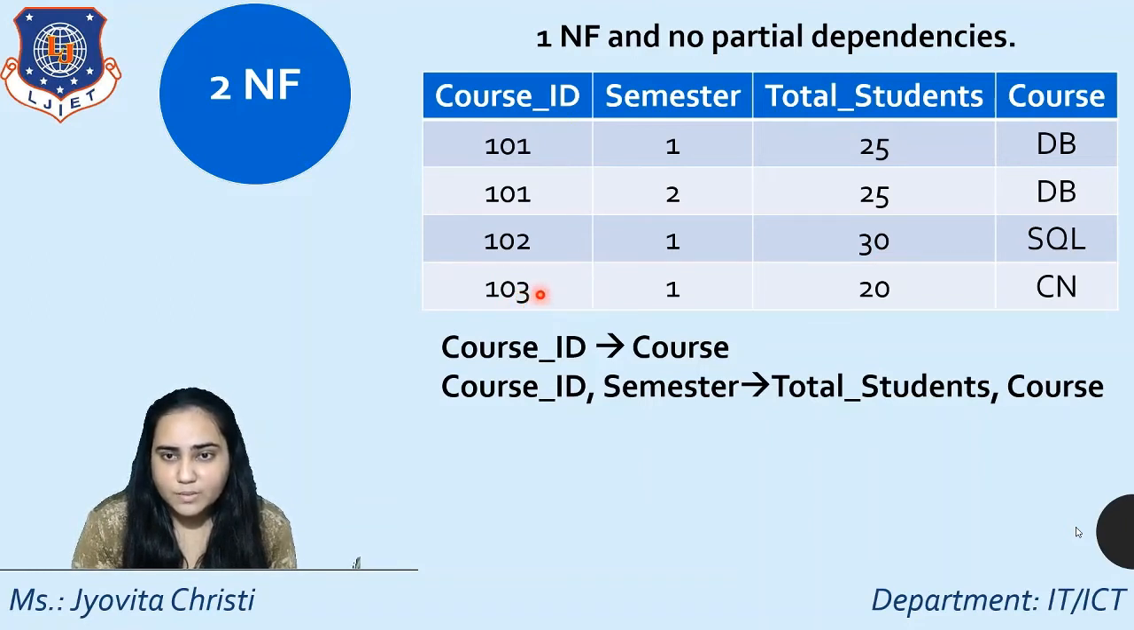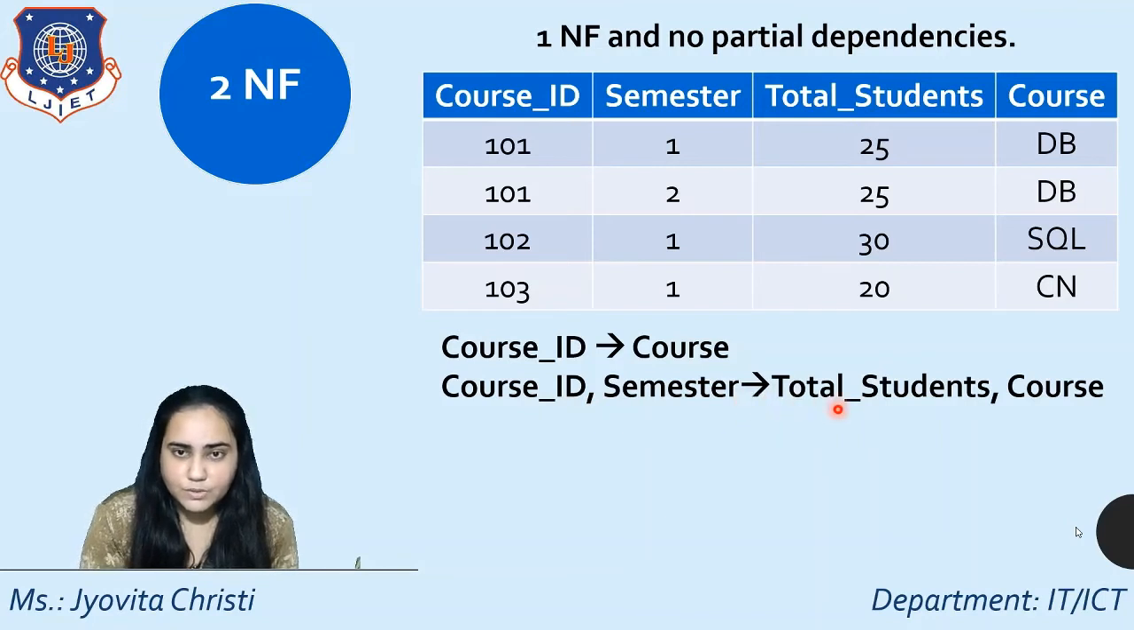So this is all very simple. You can directly tell me from the course ID which course it is. But there's also another type of functional dependency created here, where I've written course ID, semester determines total students, course. So if I give you the ID of a course and the semester together, you can tell me how many total students are taking that course, and at the same time you can tell me which exact course it is.